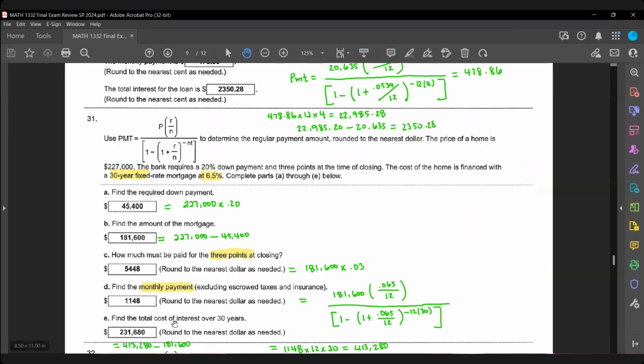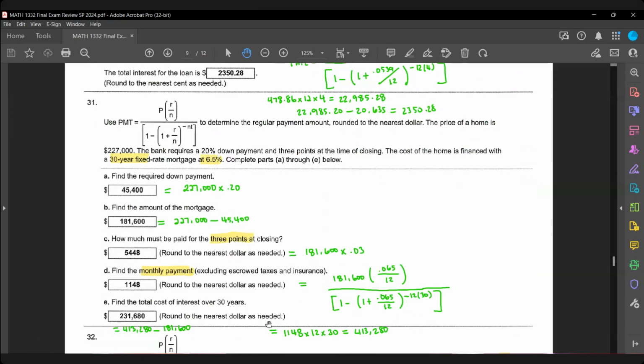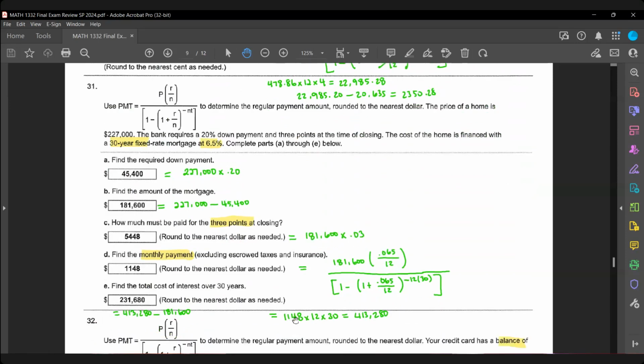Once again, it wants to find the interest over the 30 years. Remember, we are making payments of 1,148 every month for 30 years. That total is 413,280. The price of the home was 181,600. The difference between these two numbers is how much was paid in interest.